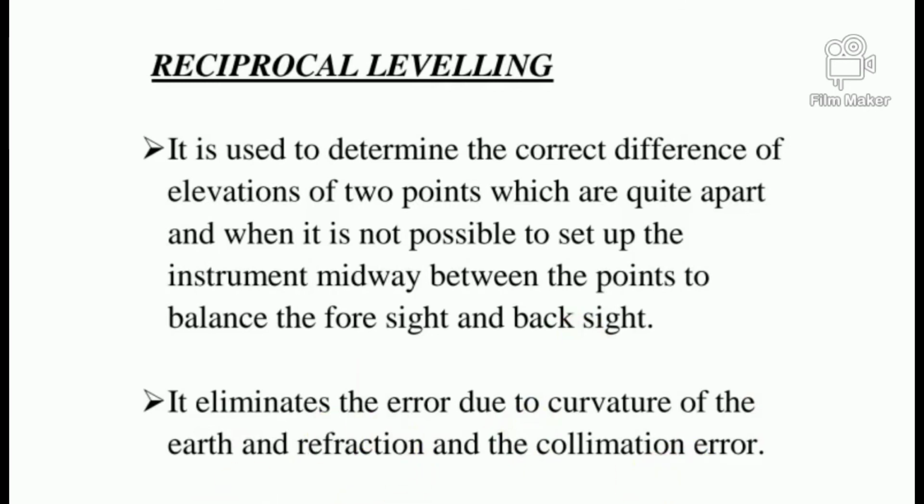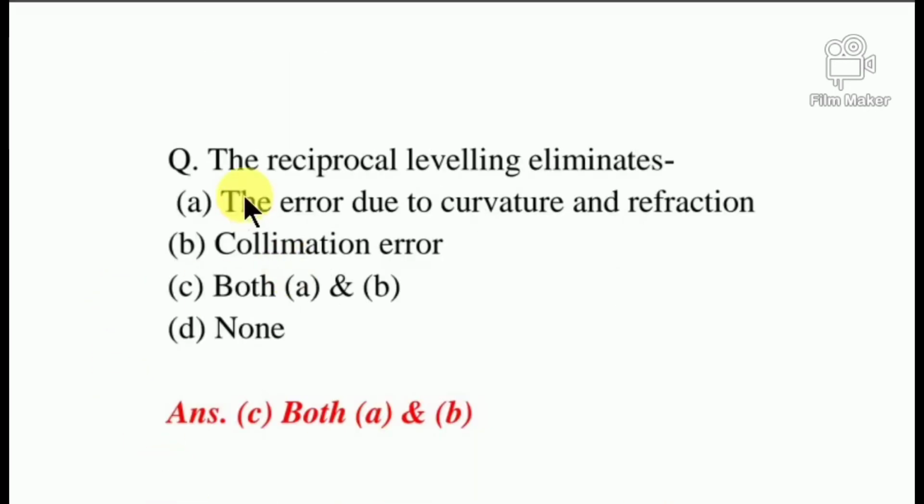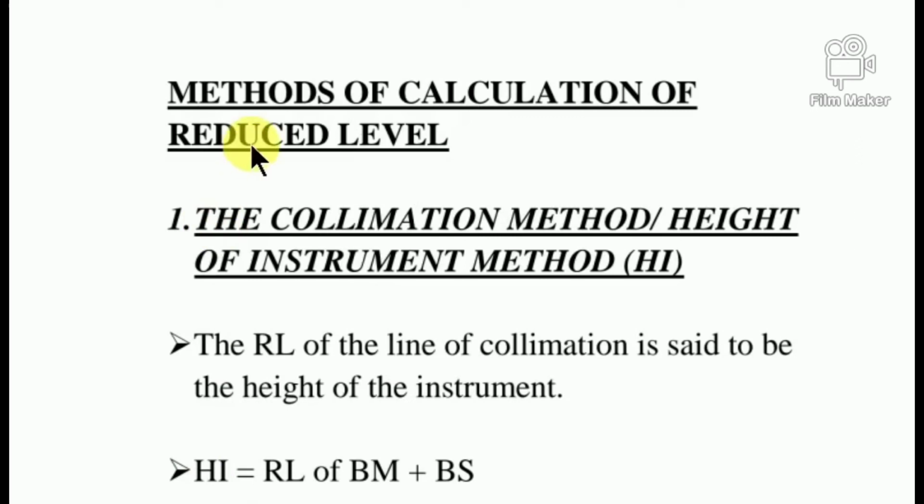This is important. So next MCQ: the reciprocal leveling eliminates the error due to curvature and refraction, collimation, both A and B, none. Just now I said the reciprocal leveling eliminates the error due to curvature, refraction and collimation. So our answer will be option C, that is both A and B. Now our next topic is methods of calculation of reduced level, that is RL.